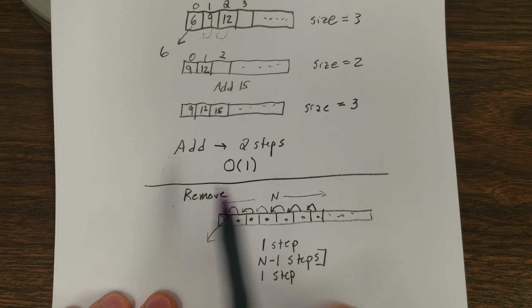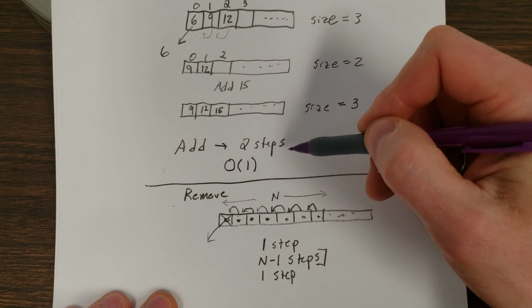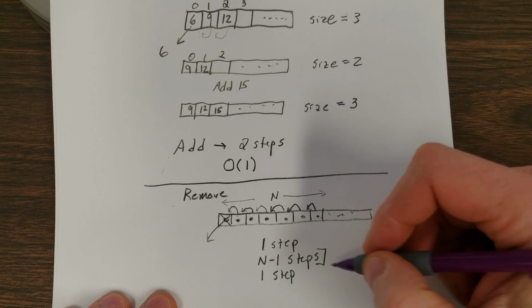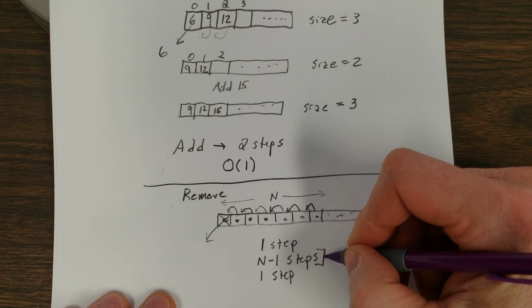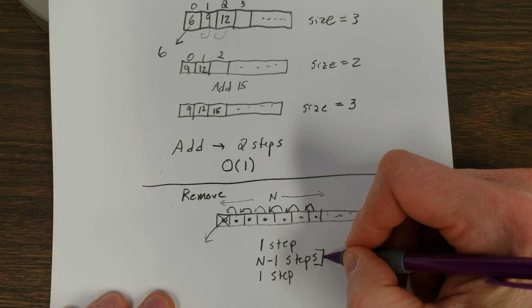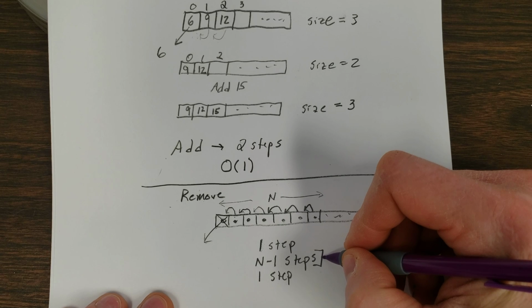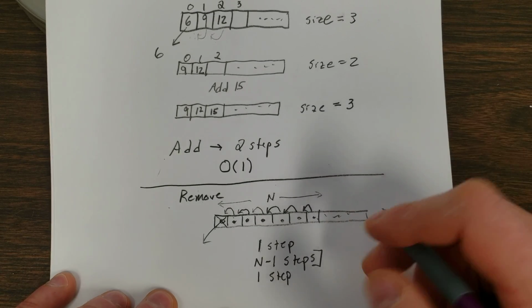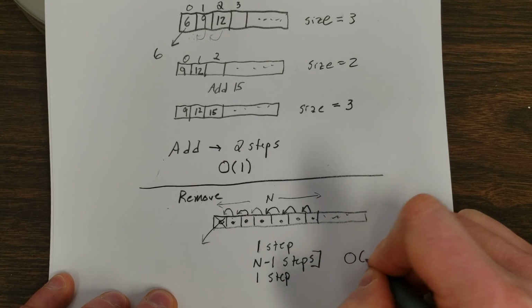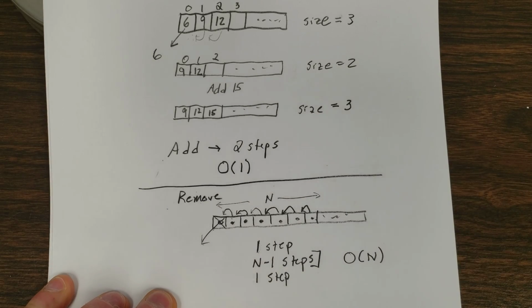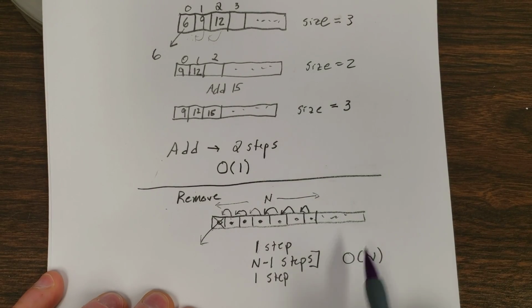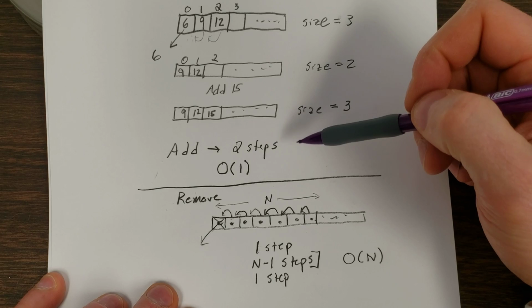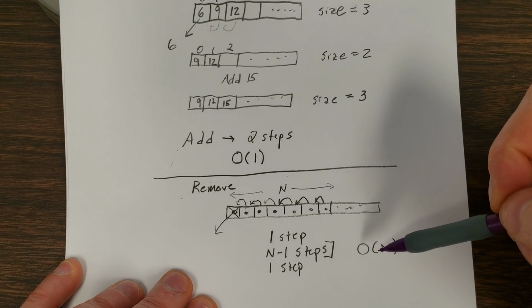So that means that remove is rather expensive when we compare it to add. When we remove, we have to do a number of steps that is proportional to the number of elements that are presently in the queue. So we would call this a big O of n operation. So using this method, adds are fast, but removes are slow.